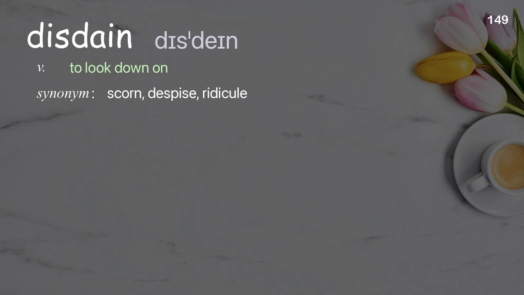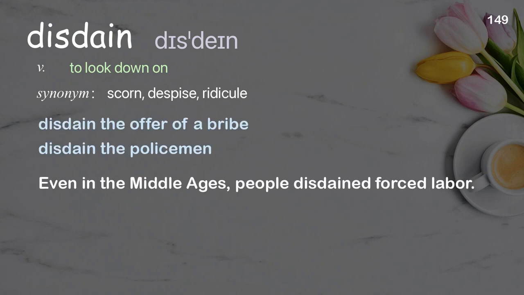Disdain. To look down on. Examples. Disdain the offer of a bribe. Disdain the policeman. Even in the Middle Ages, people disdained forced labor.